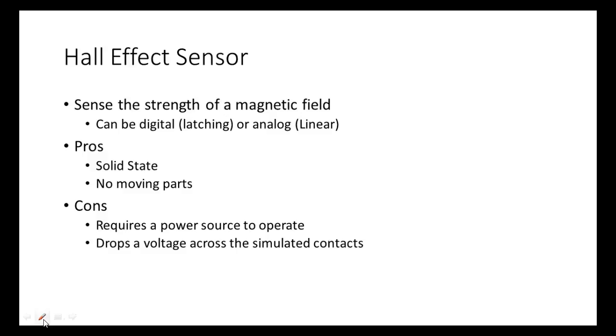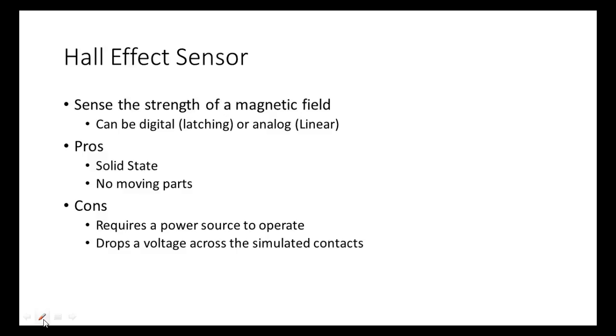So we can have digital, which means when it sees a certain strength field, it'll trip, right? You understand? Or we can have an analog, which actually measures the strength of the field for us, and we'll look at both of them. Pros, these are solid state. They have no moving parts. Cons as well. Yeah, both, and they drop a voltage.